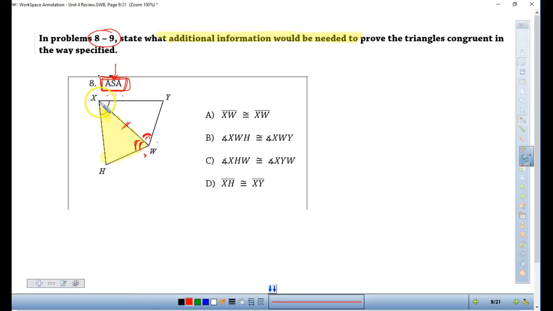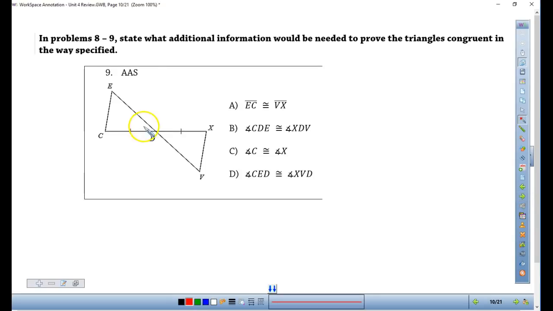It could be HWX or XWH. So let's see. We need a W in the middle. So it's probably this one. And then for the other one, it could be XWY or YWX. So that's that one. In order to be the corner, it has to be the letter in the middle to be the vertex of the angle when you spell it. So if we're talking about XWY or XWH, it means the angle that is at the W vertex. So that one would be B.